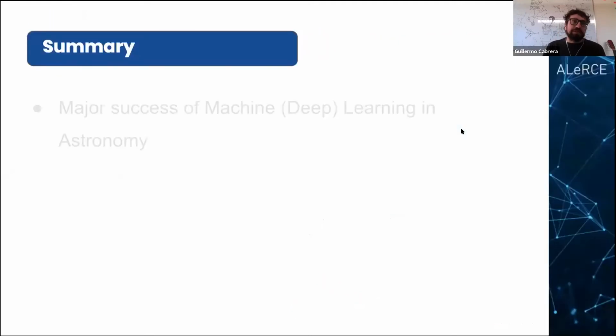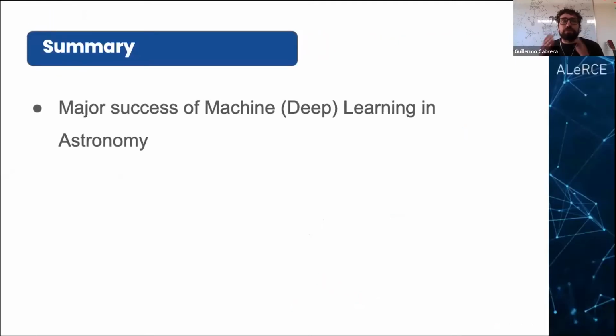So as a summary, the first thing that I want to convince you, and I hope I did in 1 minute, is that there has been a major success of machine learning applied to astronomy. And this is during the last, I would say, 2 or 3 years, this has been majorly done by applying deep learning methods to astronomy.